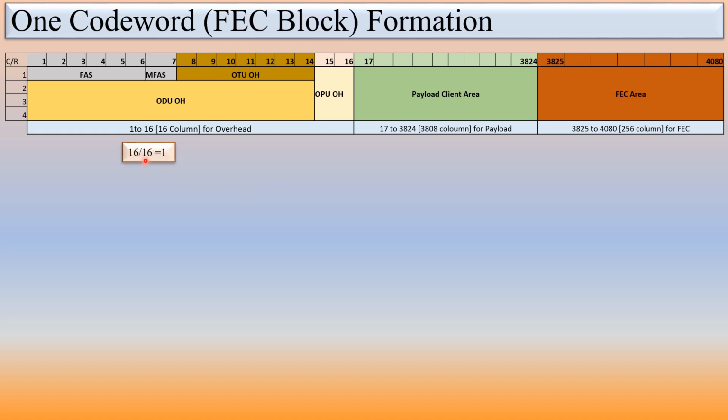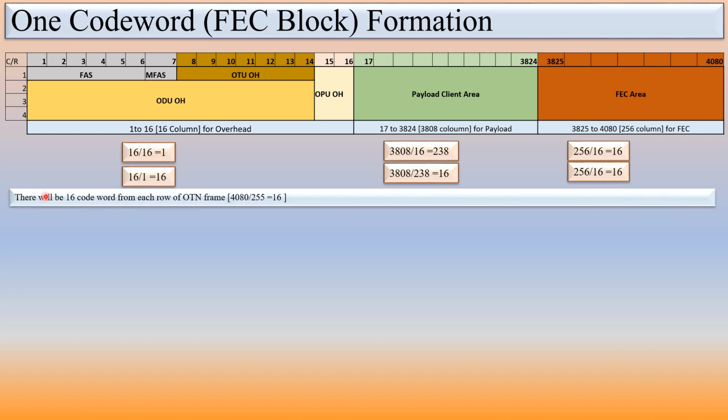I will explain soon the meaning of this 16 by 16, 16 by 1, 3808 by 16, 3808 by 238. When we divide 3808 by 16, it gives 238, and when 3808 is divided by 238, it gives 16. 256 divided by 16 is equal to 16. I will explain soon the meaning of these terms and why I have kept them.